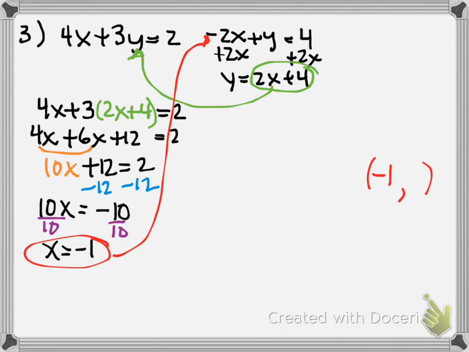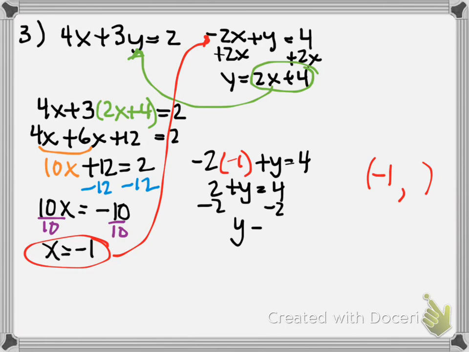Okay? So this gives me negative 2 times the x value, which is negative 1, plus the y value, equals 4. 2 negatives multiply to give me a positive, so I get 2 plus y equals 4. Subtract 2 from both sides, and I get y equals 2. So that becomes the y coordinate of my solution.